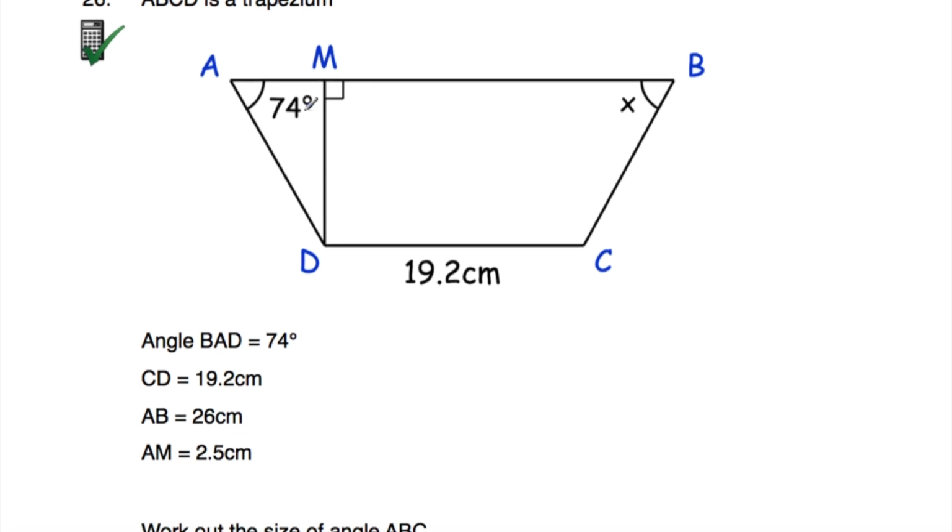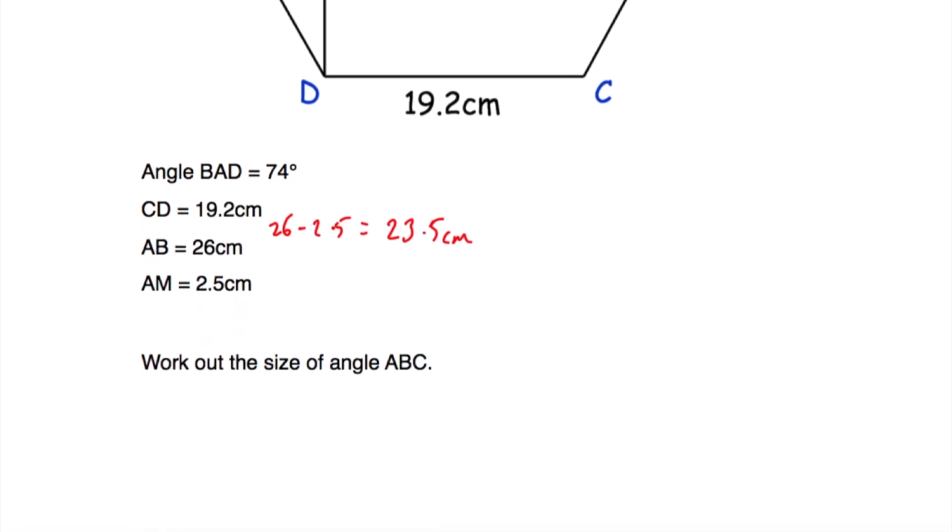And if we go down, we're told that AM is 2.5 centimetres. So I'm going to put some of these measurements on the diagram. AM is 2.5 centimetres. Now, the whole distance from A to B is 26 centimetres. If AM is 2.5 centimetres, 26 take away 2.5 is equal to 23.5 centimetres. So this distance from B to M is 23.5 centimetres. So we've got those measurements on the diagram, and the question says work out the size of angle ABC.